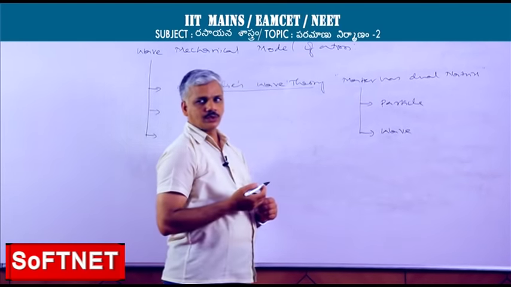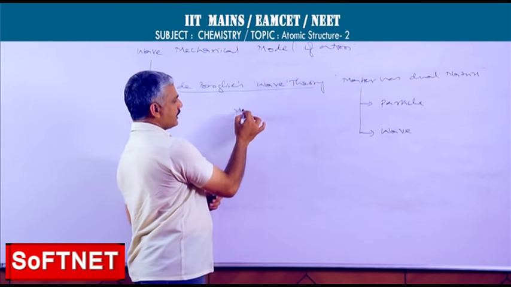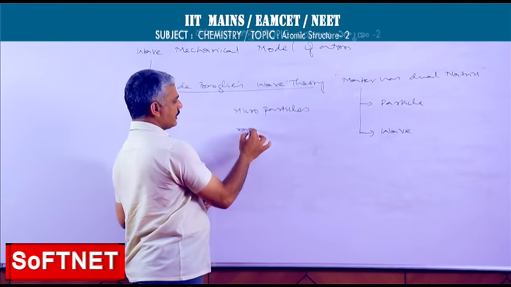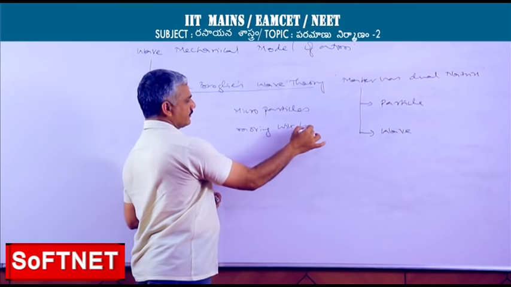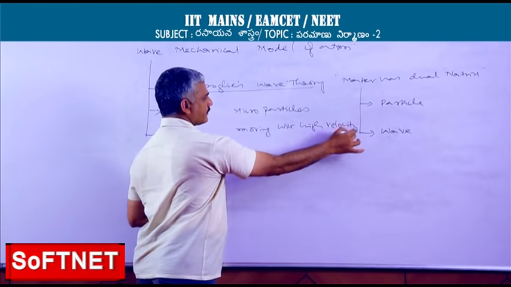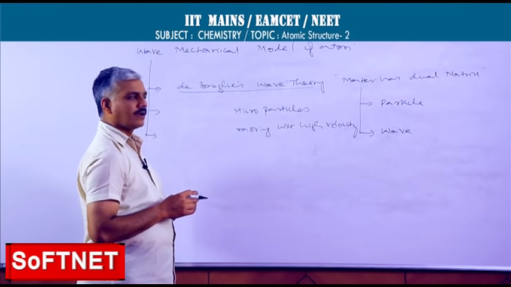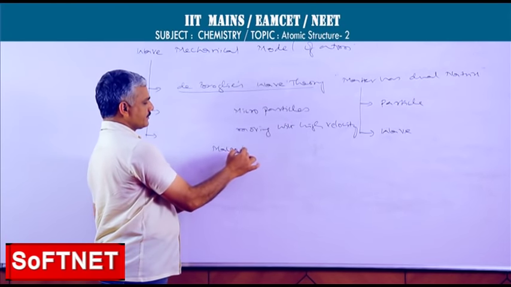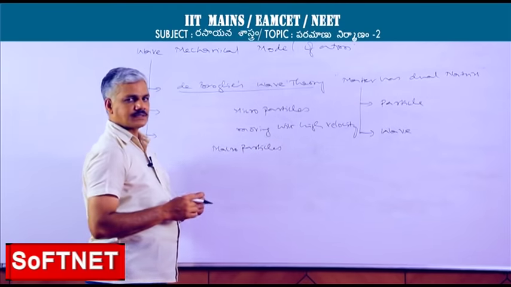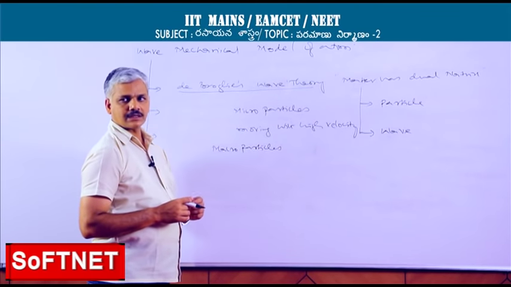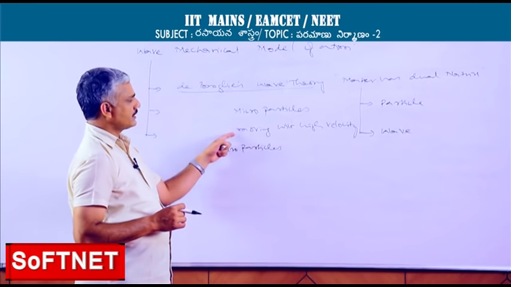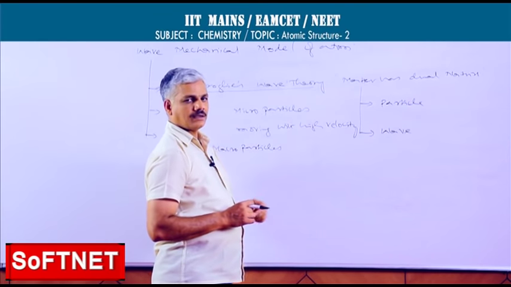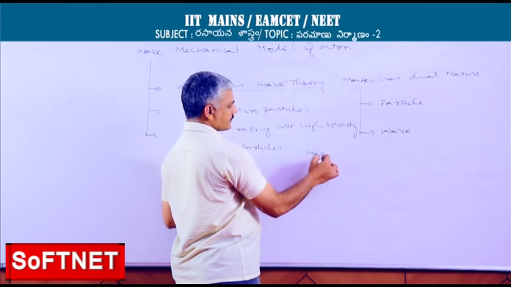But this is true in case of microparticles. Micro means small particles, that too moving with a high velocity. This statement is not applicable or partially applicable for macro particles. Macro means large particles moving with a less velocity. In case of microparticles moving with high velocity, the waves associated with the particle or matter are called as matter waves.